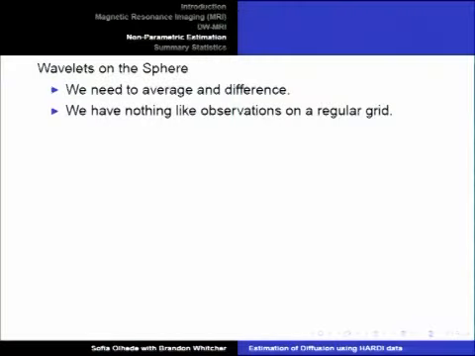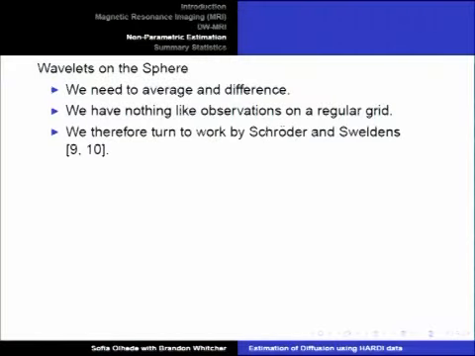Unfortunately, we have observations that have been decided in a certain pattern by the physicist, and they are usually nothing like a regular grid. Okay, so the obvious source of illumination is Schroeder and Sweldens, who designed lifting on the grid back in 1995.